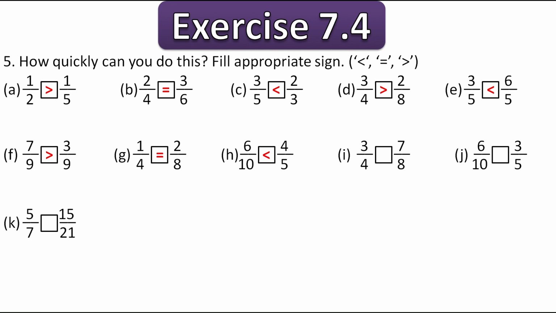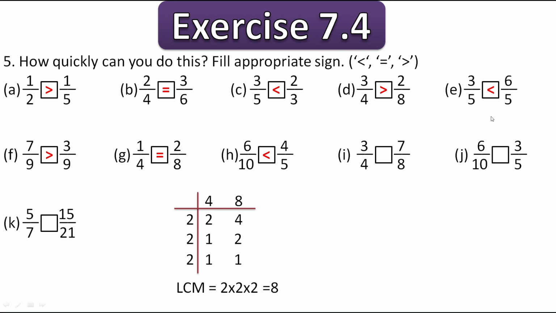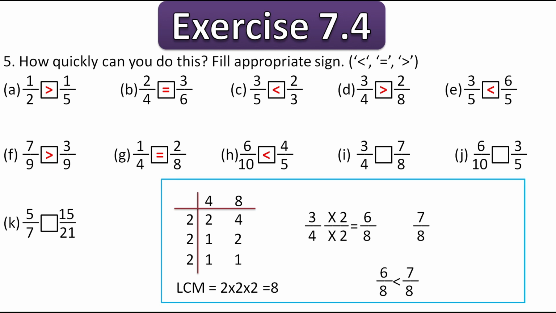Okay, now here in this fraction, we have denominators 4 and 8. So let's take the LCM of 4 and 8. 2 2s are 4, 2 4s are 8, 2 1s are 2, 2 2s are 4, 2 1s are 2. So the LCM is 8. Okay, so the first fraction is 3 upon 4, and multiply it with 2, we are getting the answer as 6 upon 8. Okay, now we have the second fraction, that is 7 upon 8. When we compare these two fractions, we are understanding that 6 upon 8 is less than 7 upon 8. Therefore 3 upon 4 is less than 7 upon 8.